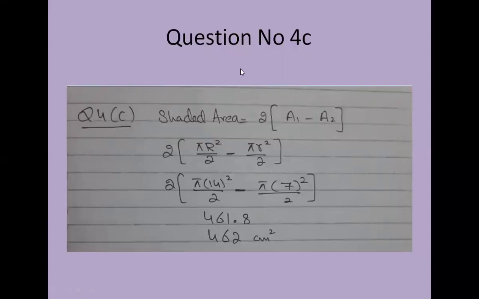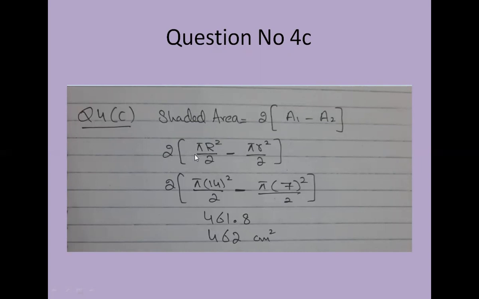Okay, the shaded area is equal to 2 times A1 minus A2. A1 is that big semicircle whose formula will be pi R squared divided by 2, capital R I'm using, so you can differentiate between them. Minus pi r squared divided by 2. Here I'm using the small r to represent the small semicircle. So the radius of the big semicircle is 14, and the radius of the small semicircle is 7. So just enter these values in your calculator. How will you write this?